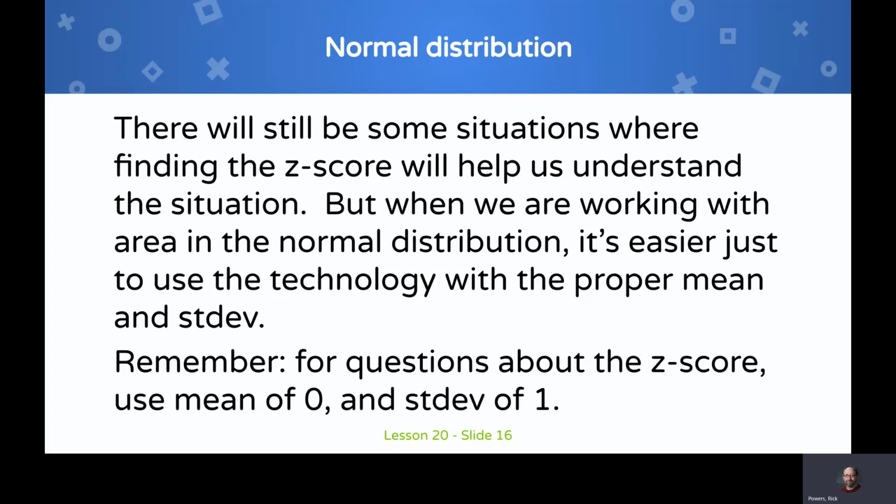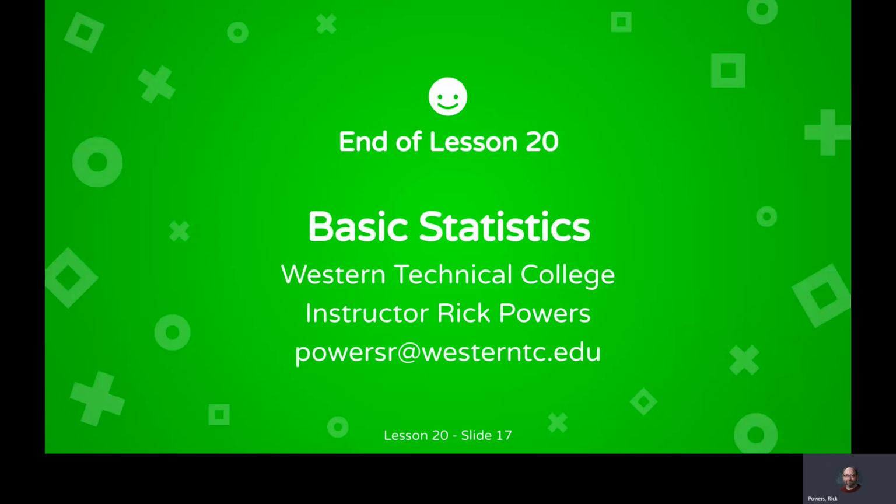There will be still some situations where finding the z-score will help us understand the situation. But when we're working with area in the normal distribution, it's easier just to use the technology with the proper mean and standard deviation. Remember, for questions about the z-score, use the mean of 0 and the standard deviation of 1. End of lesson 20.